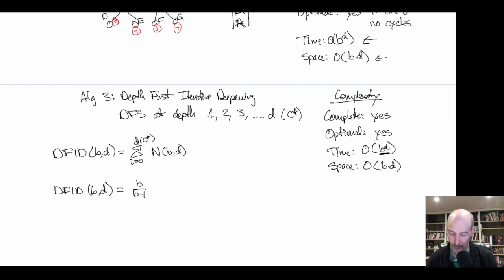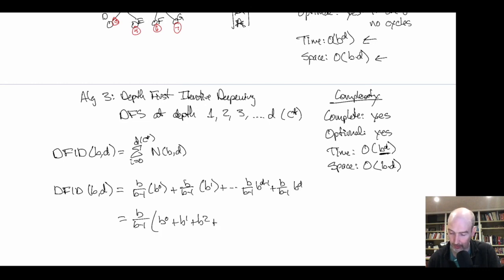So this is going to be b over b minus 1 times b to the 0. Then we're going to have b over b minus 1 times b to the 1. And then eventually up here, we're going to get b over b minus 1 times b to the d minus 1, and b over b minus 1 times b to the d. The first thing we notice is there's a b over b minus 1 that we can factor out, and then I get b to the 0 plus b to the 1 plus b to the 2 up to b to the d.